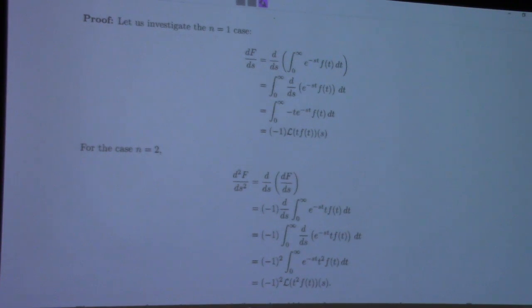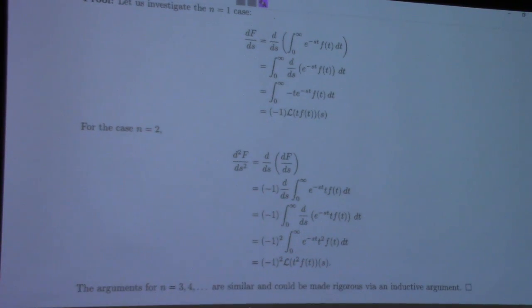So there's that. So this is an important formula. If we have t squared times something you know how to take the Laplace transform of, then all you do is take the second derivative of the Laplace transform of that function with respect to s, and that gives you the Laplace transform. So this is very nice.